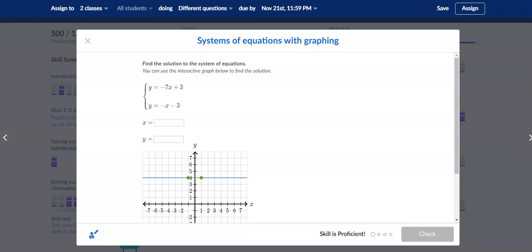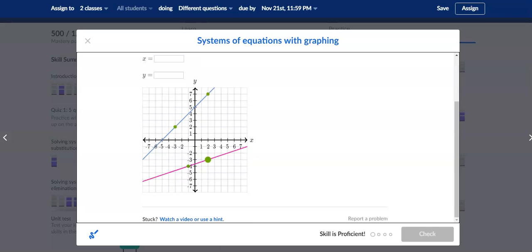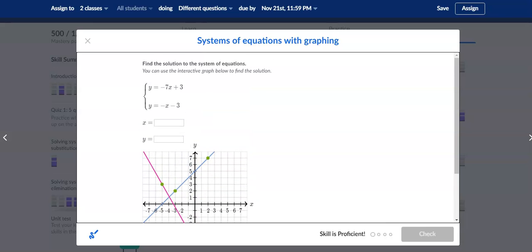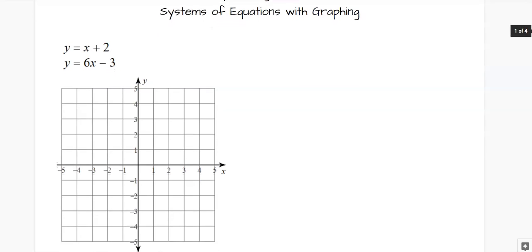All right, Khan Academy Algebra, systems of equations with graphing. So if you notice, they'll give you a system with two equations, two unknowns, and then they have this little line down here where you can manipulate the line. You can grab the two dots and rearrange them wherever you want for both lines, and then your idea is to figure out where they cross. So that's what this assignment is going to be about. So let's switch over and do a couple of examples to get you on track.